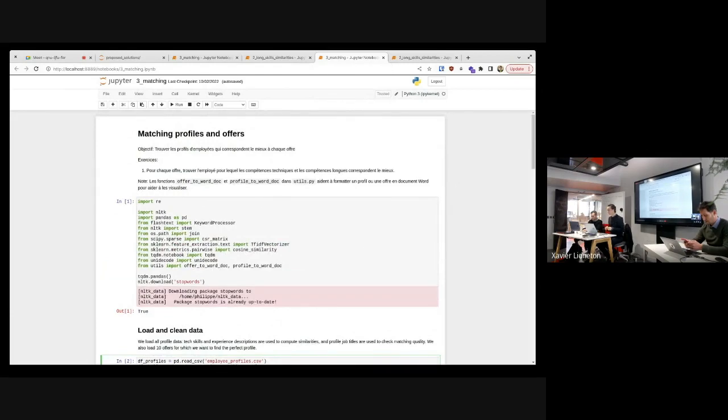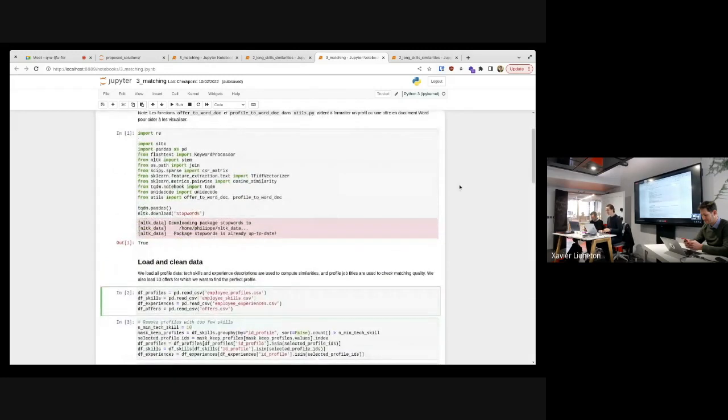Okay, so this brings us to step 3, which I hope you can do quickly because we only have half an hour or a bit more. So the goal here is we continue with the same data sets, but this time we also have offers. We have 10 job offers in this data frame, DF offers. And for each job offer, we want you to find the best candidate for that job offer.